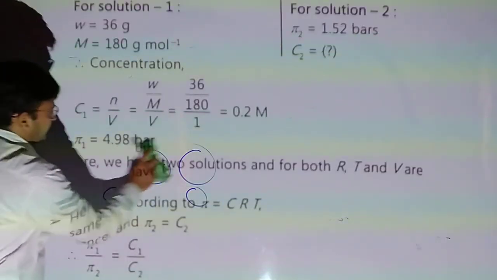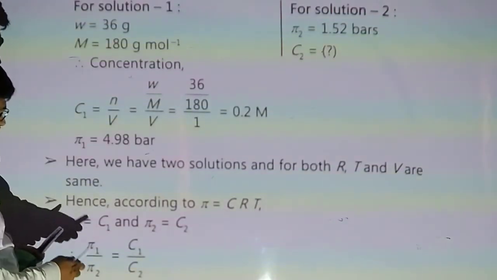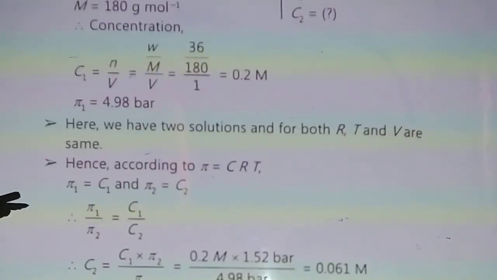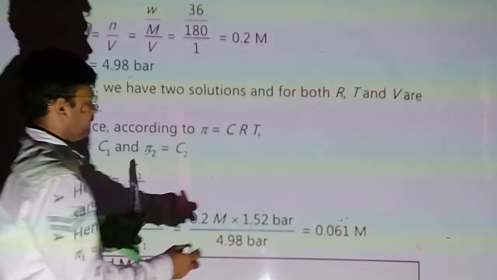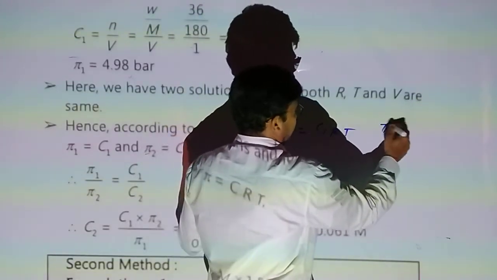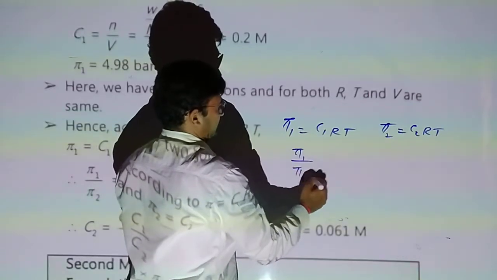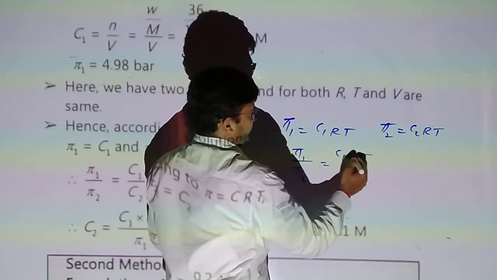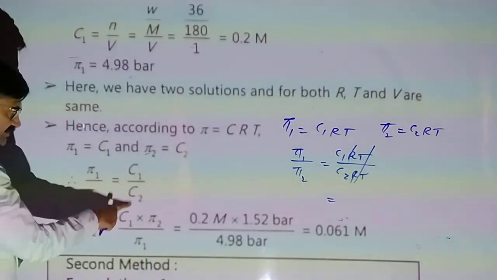Having the 4.98 bar pressure. For solution 2, pi 2 is 1.52. So how much will the concentration be? According to pi is equal to CRT, here both temperatures are the same. For the first case, pi 1 is equal to C1 RT. Second case, pi 2 is equal to C2 RT. So pi 1 upon pi 2 is C1 RT upon C2 RT, so pi 1 upon pi 2 is equal to C1 upon C2.